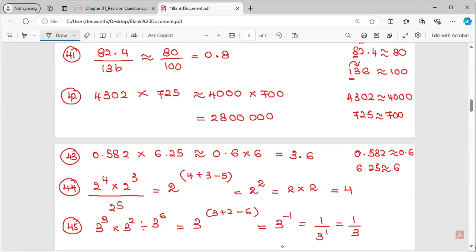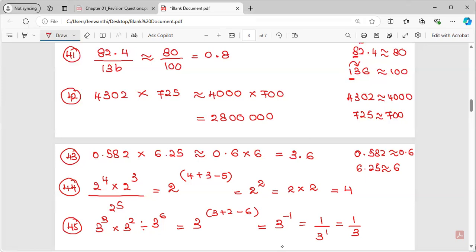And for 44 and 45, you have a combination of addition, multiplication and division. When you are doing the addition and subtraction, as we have the same base value, inside the bracket you can do everything, but do it step by step. Like I did, 4 plus 3, 7, 7 minus 5, 2, 3 plus 2, 5, 5 minus 6, it is -1. And that -1 I brought down, as 1 over 3.